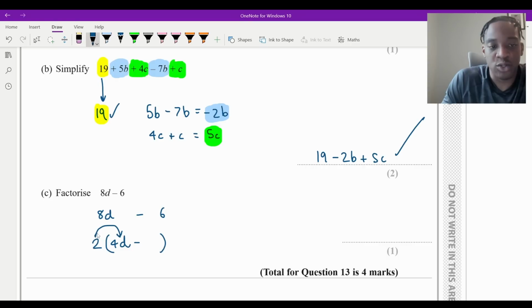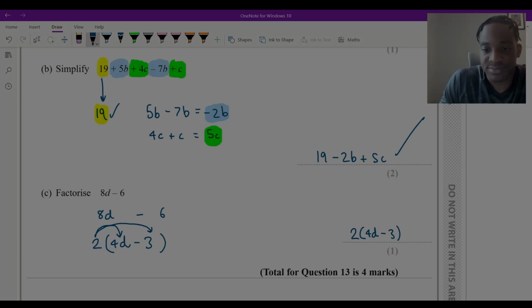And then how do I go from a 2 to a 6? What do I multiply 2 by to get me to 6? That's just 3. So therefore, we have 2 bracket 4d minus 3. So the answer is 2 bracket 4d minus 3. And what you can always do as well is you can always expand this and see if you get what you started with, and that will let you know you've done it correctly. And yeah, that's question 13 finished.